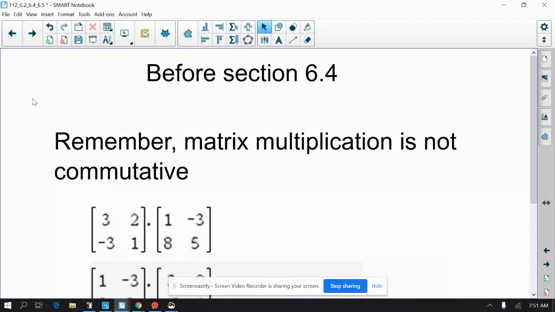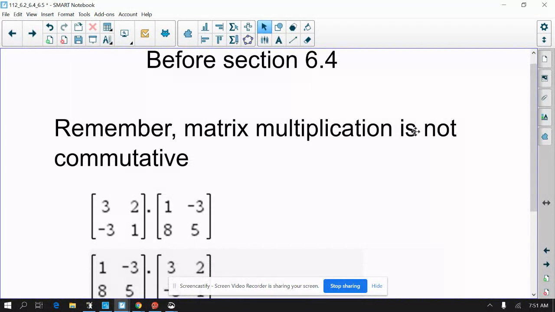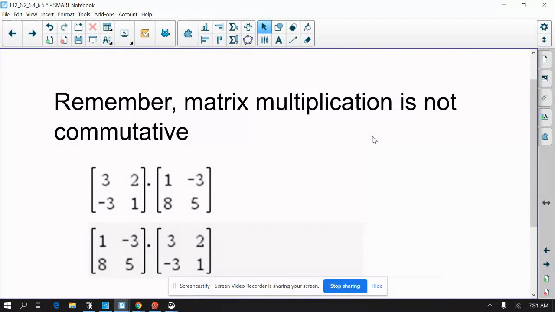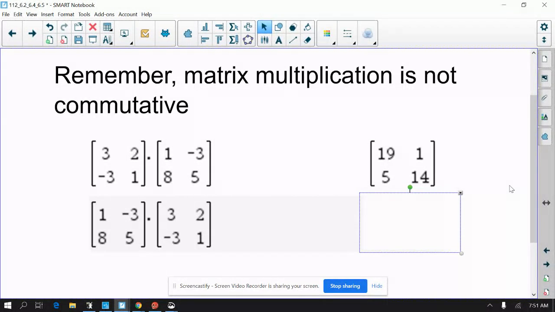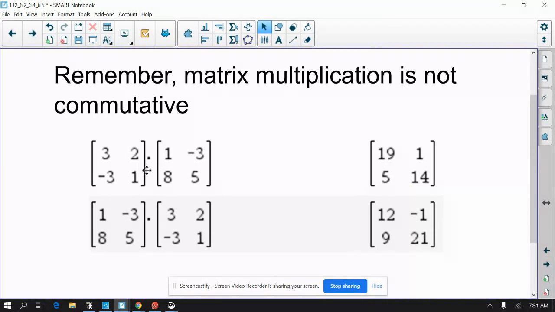All right, our next section is 6.4. And before we even get there, we have to remember matrix multiplication is not commutative. This is a first for us. Most of the time when we multiply things, it doesn't matter what order we multiply them in. But if you just quickly check in your calculator, these two matrices are the same. And when you multiply them in a different order, you get different answers.